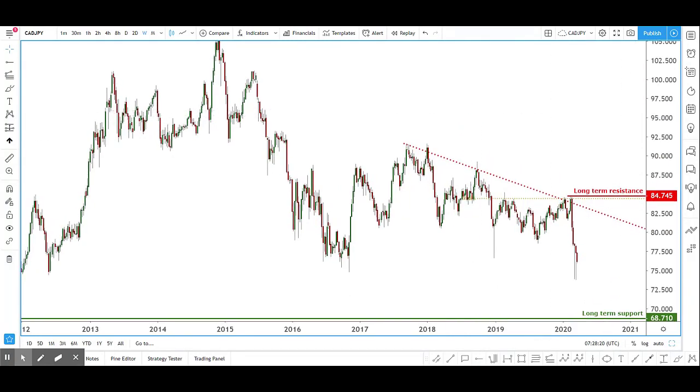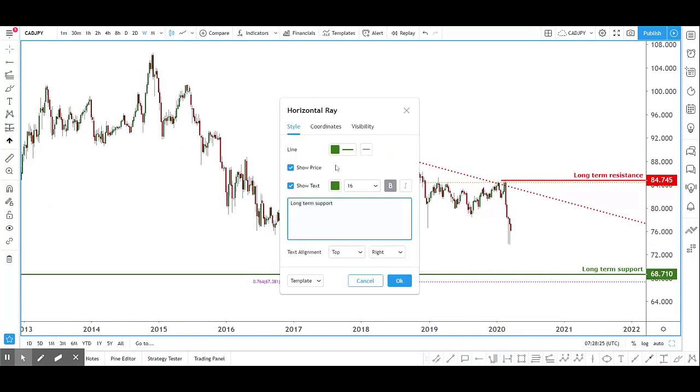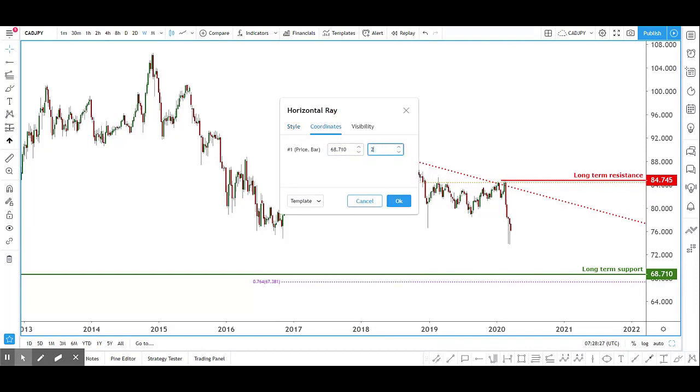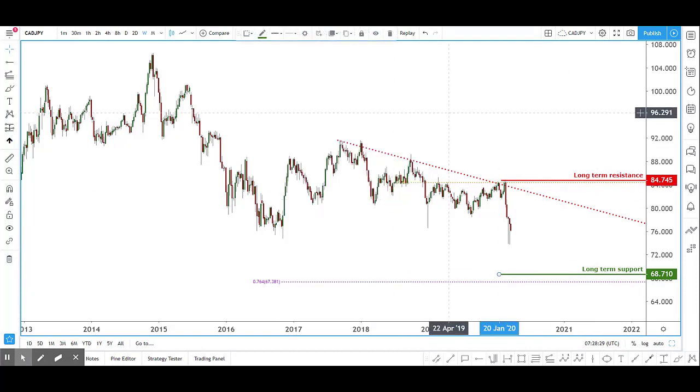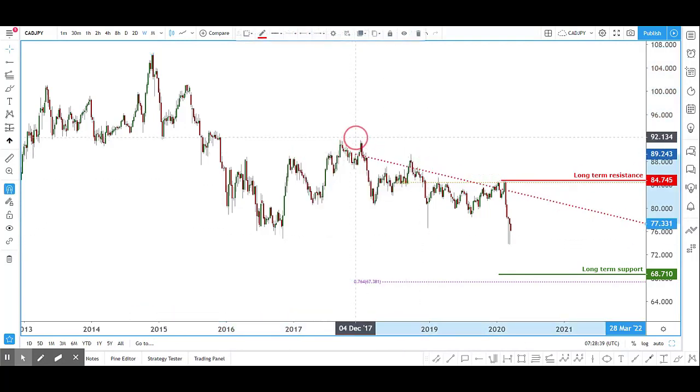Now on a weekly time frame, let's tidy up the chart elements so it's easier to analyze, and we just really want to look at this area. I want to focus on this area. Okay. I'm going to tidy this up.